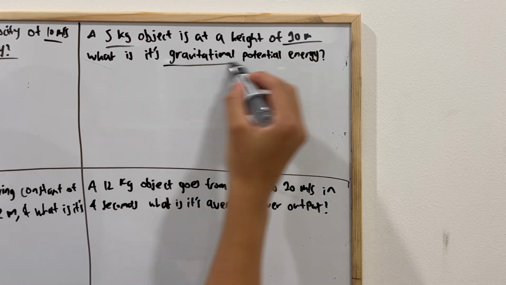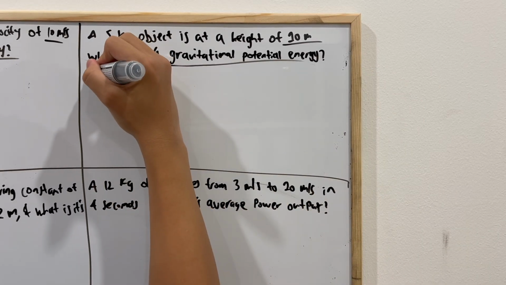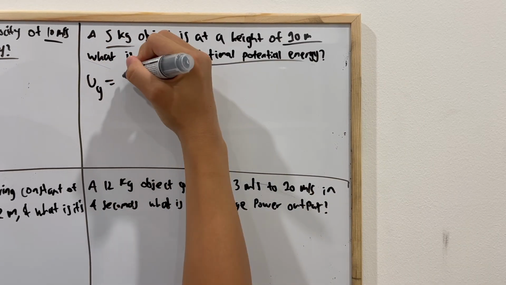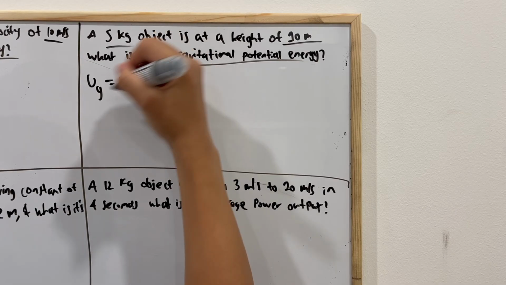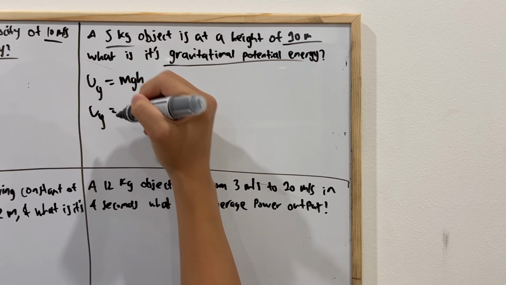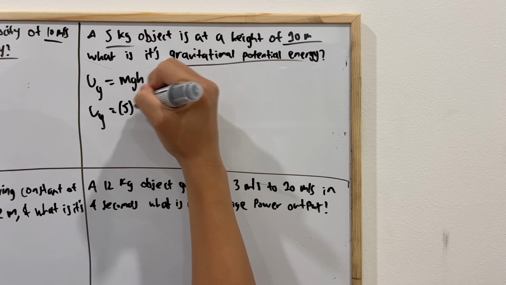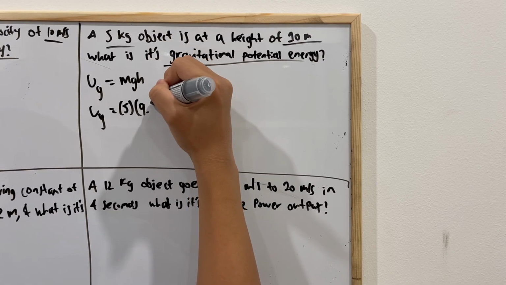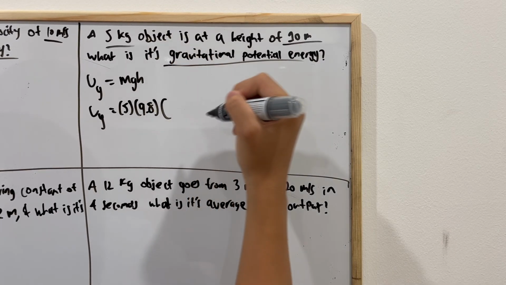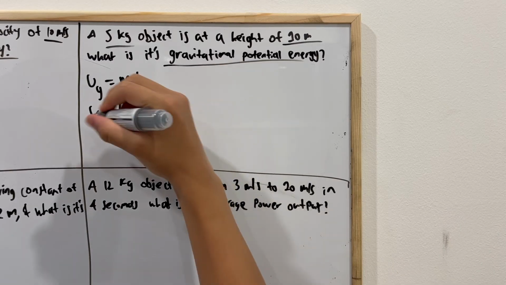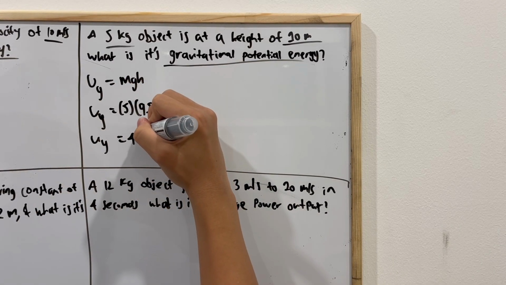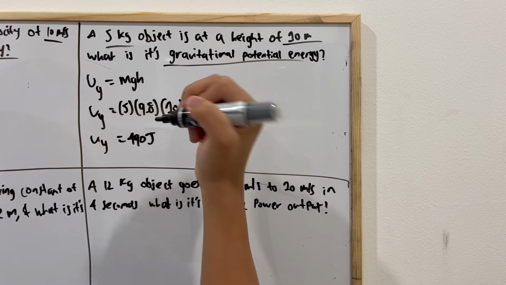Alright, this question says a 5 kilogram object is at a height of 10 meters. What is its gravitational potential energy? Write down the equation. U of G equals mgh. So, first of all, what is our mass? 5. What is our gravity? Always going to be 9.8. And the height that is displaced is 10. So this is going to be 490 joules, and that's our answer.